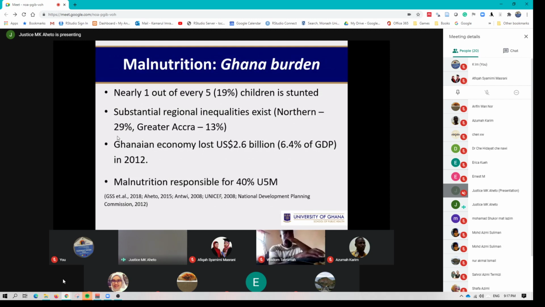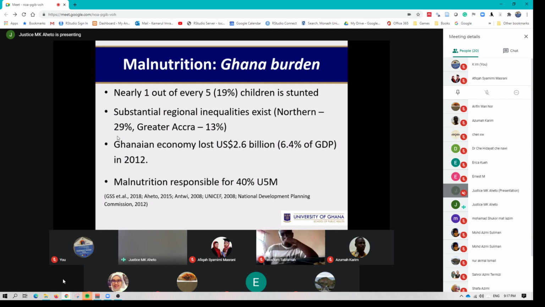Okay, so how does it look like when it comes to Ghana? Nearly 1 out of every 5 children in Ghana are stunted. And the report we have is that there are regional inequalities in the stunting prevalence across the country. Where in the northern region, we have about 29% compared to the 13% in the Greater Accra region. We also know that the Ghanaian economy lost around 2.6 billion US dollars, which represents 6.4% of our GDP in 2012. In Ghana, malnutrition is actually responsible for 40% of under 5 child mortality.